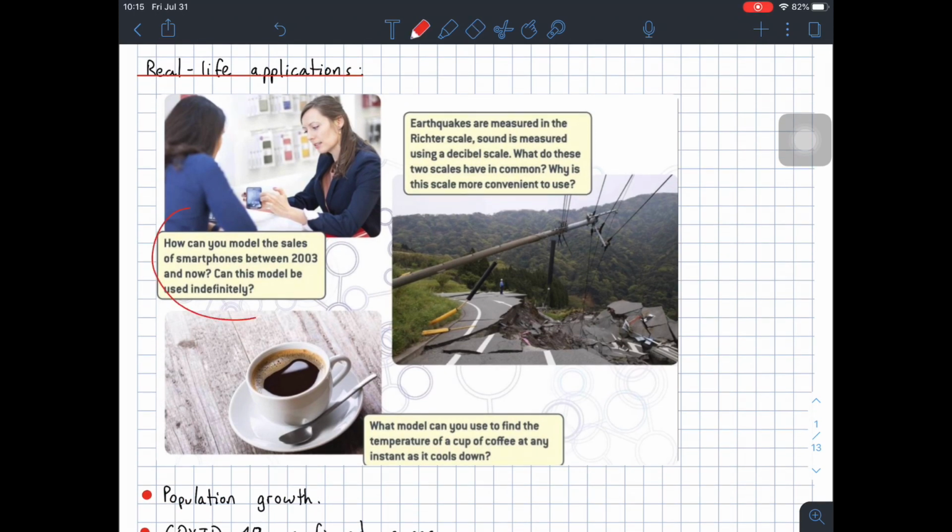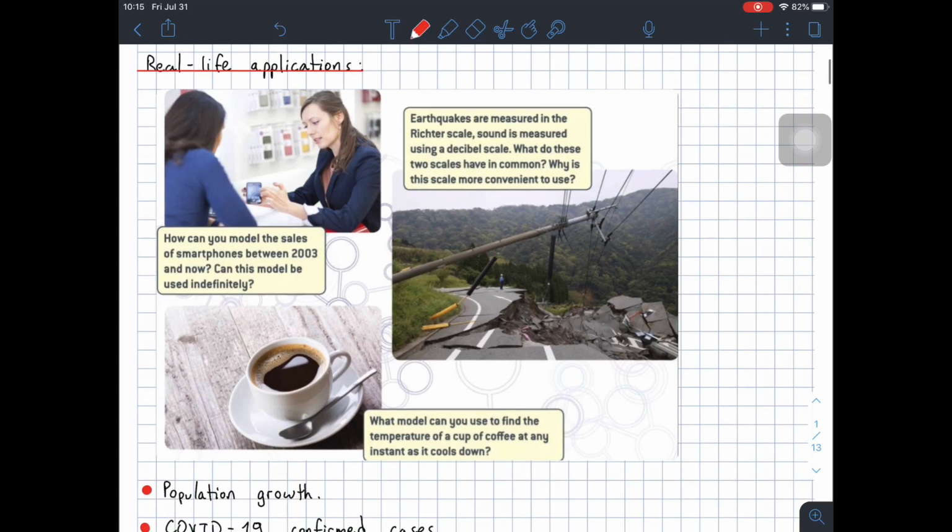First of all, this one. How can you model the sales of smartphones between 2003 and now? Can this model be used indefinitely? So, definitely the sale of smartphones has been having an exponential growth ever since 2003. But maybe we're in a time in which that exponential growth isn't as big as it was before, right? When having a smartphone was a boom, probably.